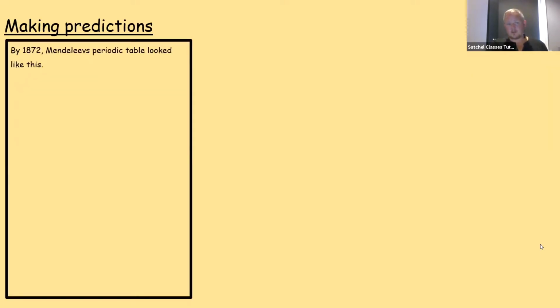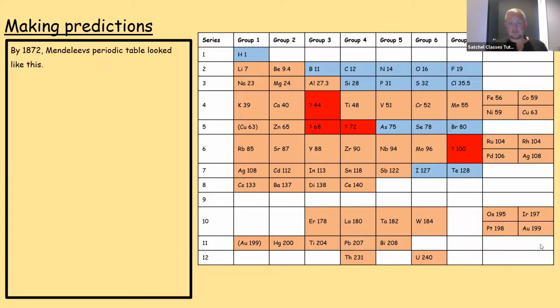Mendeleev's periodic table in 1872 looked like this. These were all the known elements at the time. The metals are the ones shaded in orange. The non-metal elements are shaded in blue.